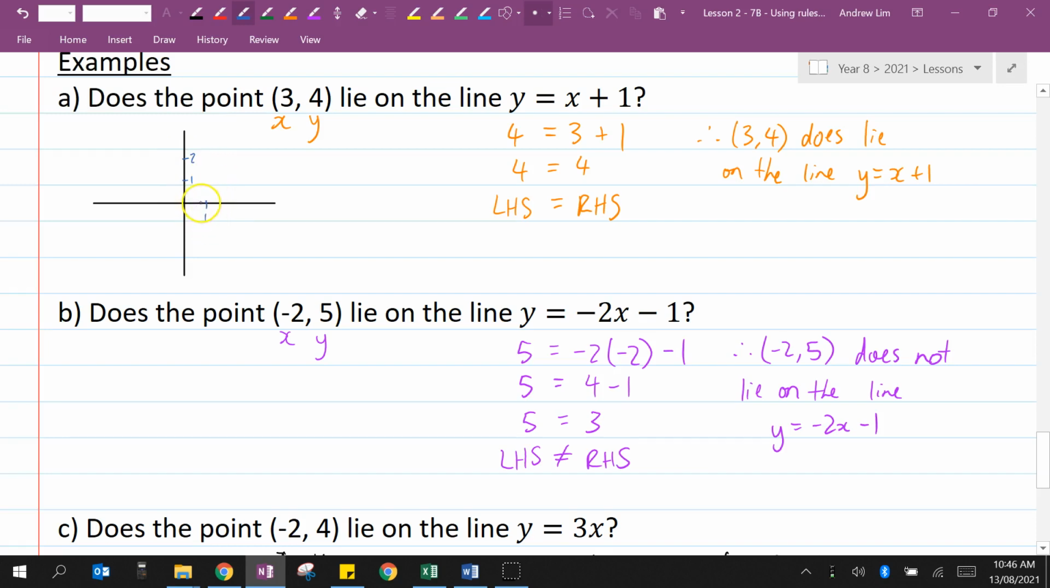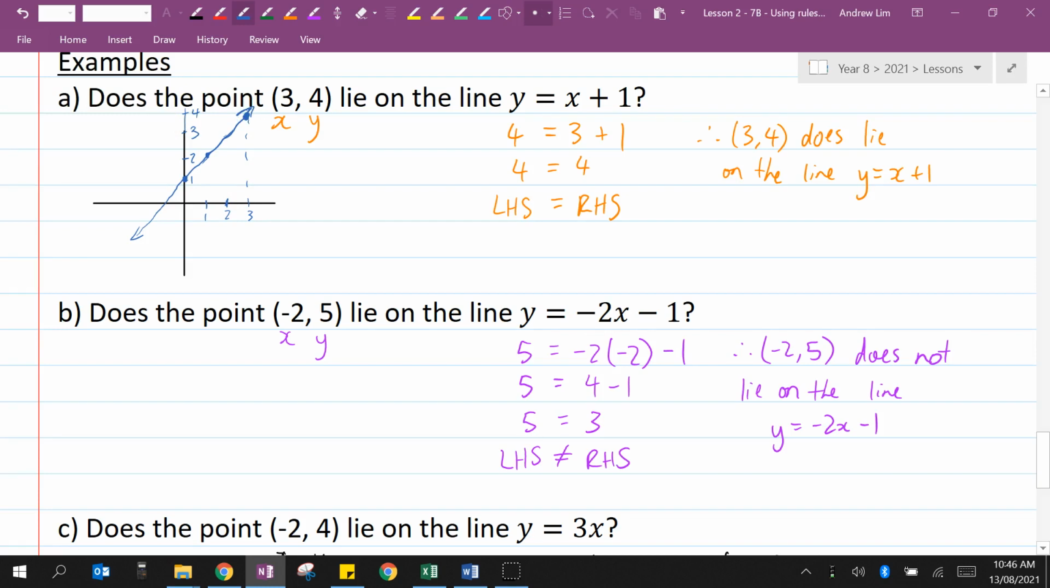If I were to construct a table of values, I would know when x is 0, y is 1, when x is 1, y is 2, right? And then I can graph my straight line. Well, what we're saying here is, if I were to graph (3, 4), (2, 3), and extend this one, this would actually be 4. (3, 4) does lie on that line.